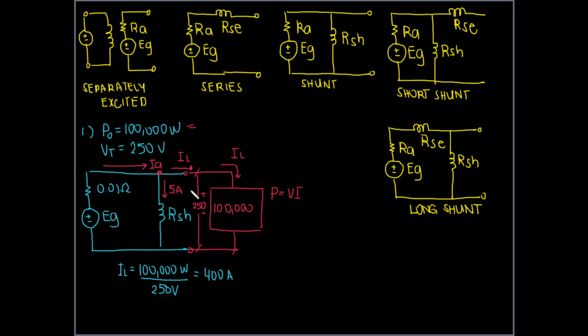So since IL is 400, we can now look at this node. Let me say that is node X. Why am I labeling that X? Because we know IL, and we know that this is 5. We can solve IA from there using KCL.